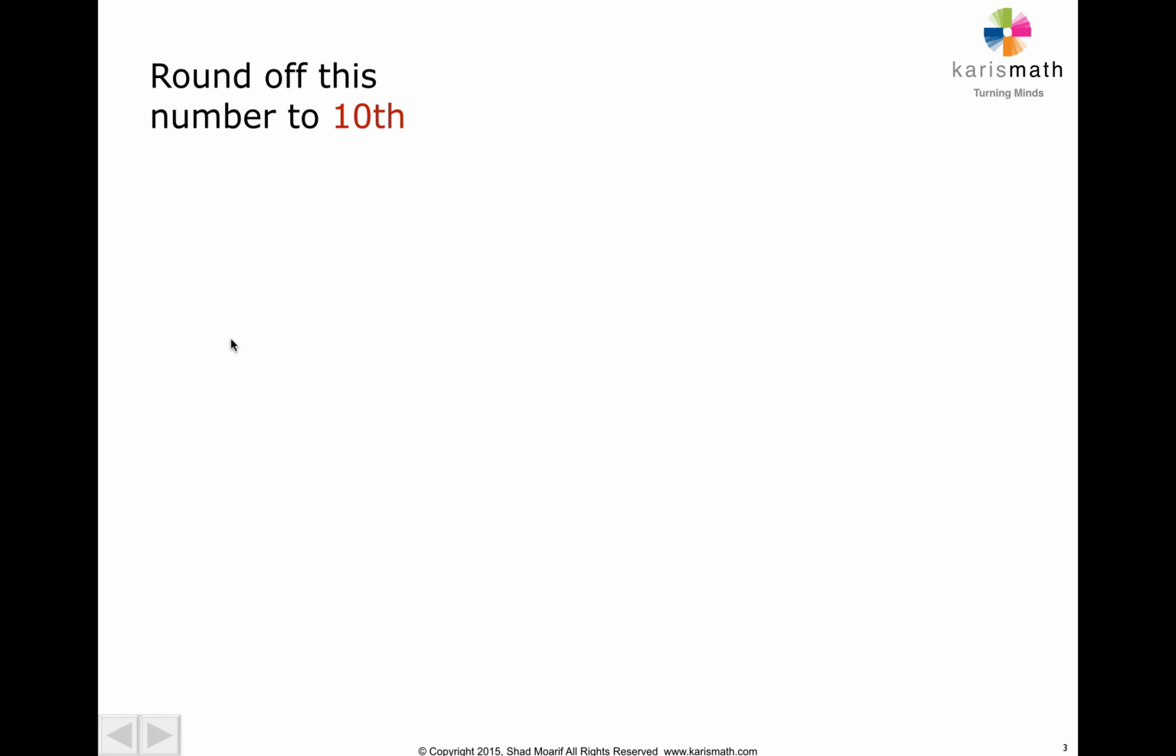Round off this number here to tenth. It means this number extends from tenths to hundredths. This is the hundredths, right? This is the tenths. So when we say round it off to the tenths, it means this number should end just there. This number shouldn't be there. So what do we do? Well, let's look at what we did.